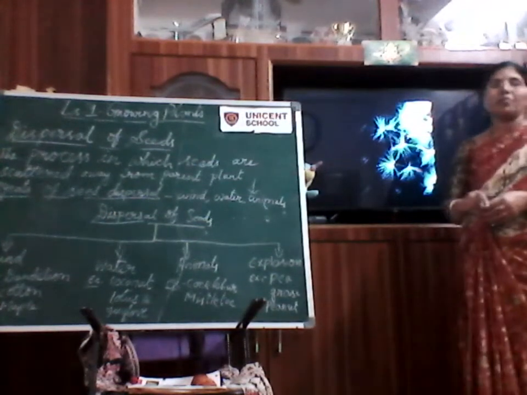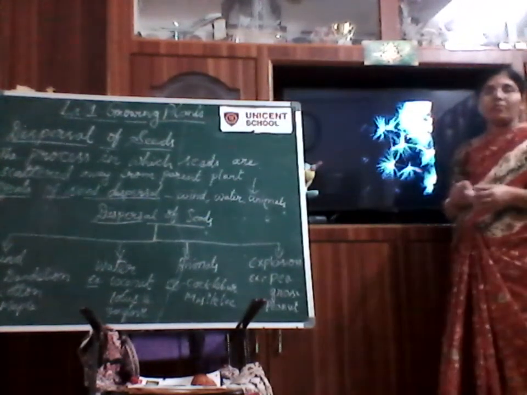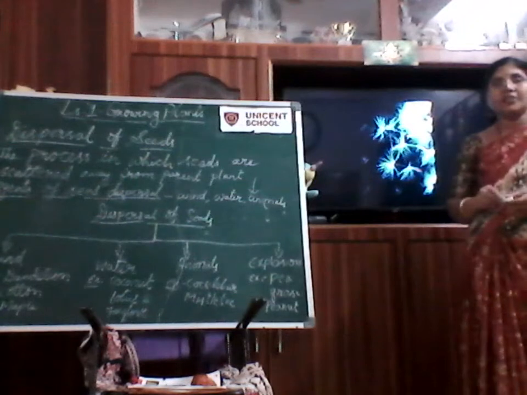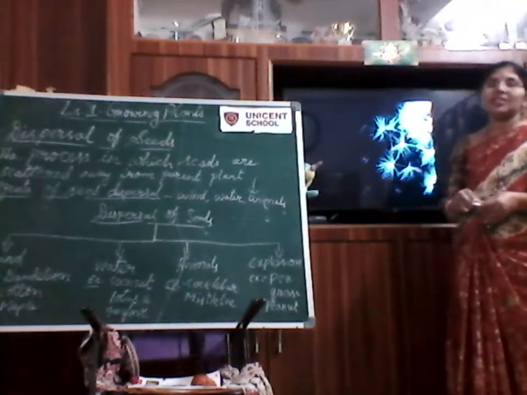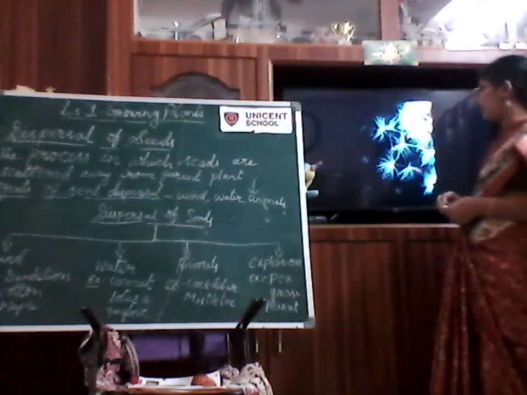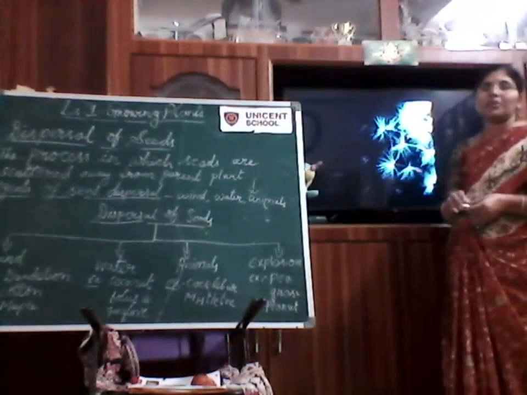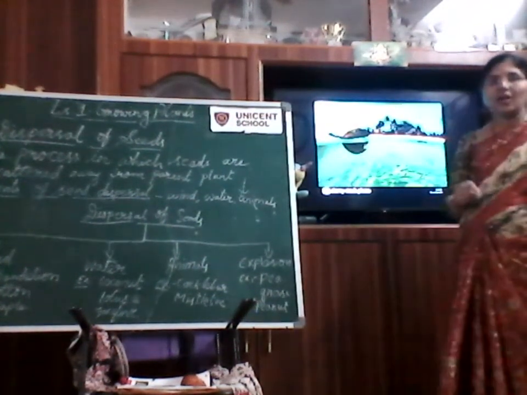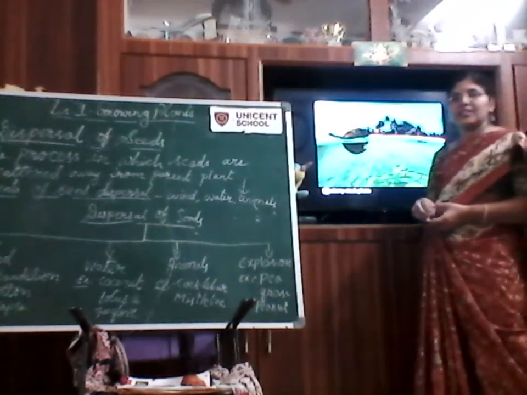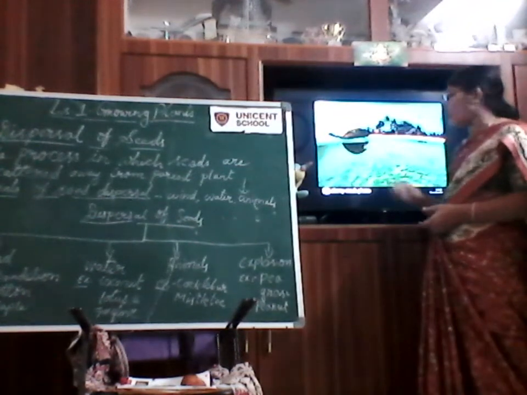The best examples are dandelion seeds, cotton, maple. These are all the plants where the seeds are dispersed by the wind. And next, coming to the dispersal by water. Now we are going to discuss the plants where the seeds are dispersed by water.